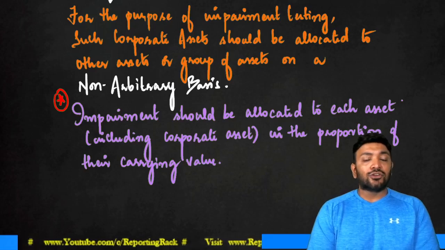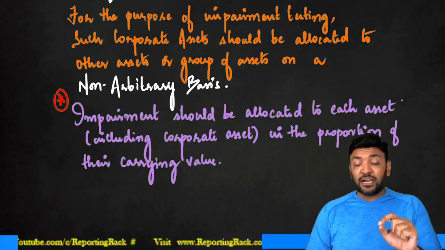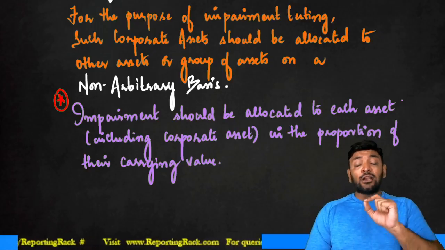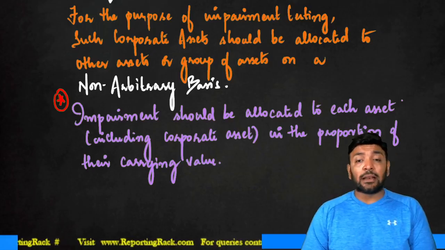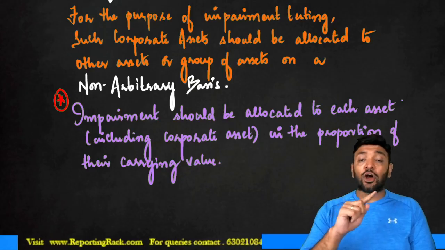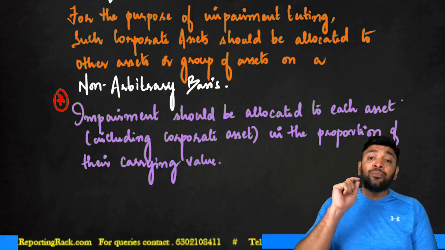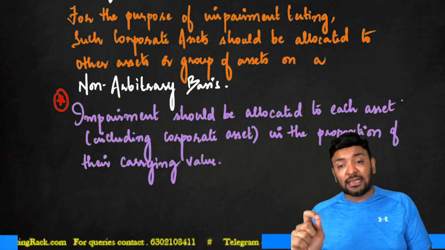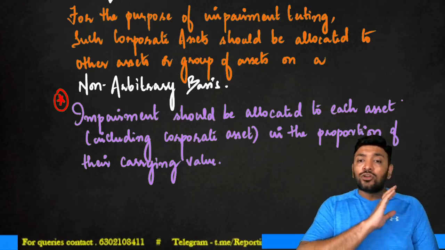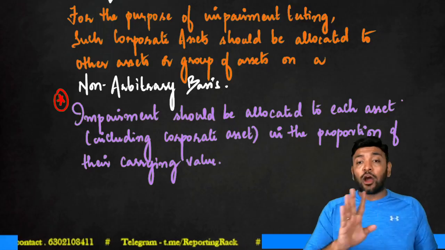This is fundamentally the difference between goodwill and corporate assets. For goodwill, we said impairment should be first allocated to the value of goodwill and then to the remaining assets which are being impaired. But for corporate assets, the same formula does not apply. Though your corporate asset is also being allocated on a non-arbitrary basis, for the purpose of identifying impairment, the impairment loss should be allocated to other assets along with corporate asset in the proportion of their carrying values. Clear? So you do not write off corporate asset first and then the balance other assets. Goodwill logic doesn't apply in corporate asset.